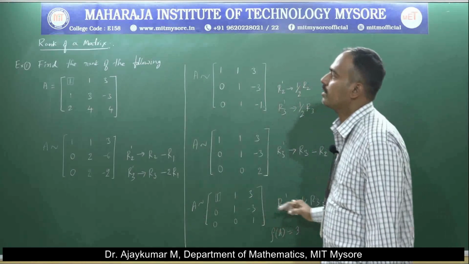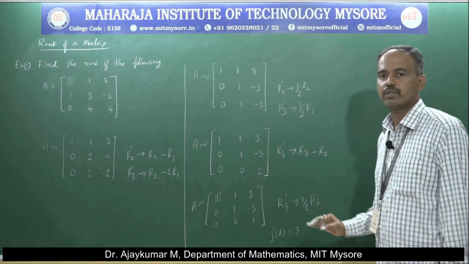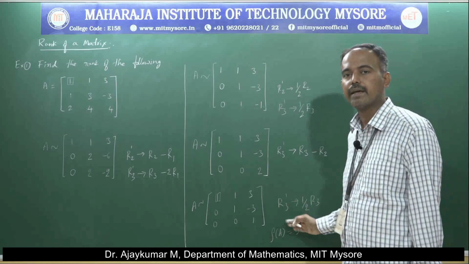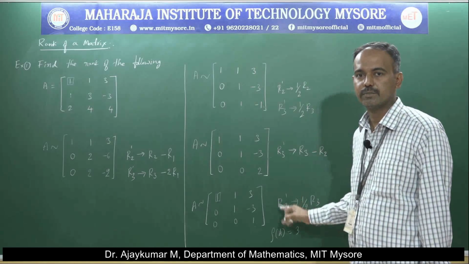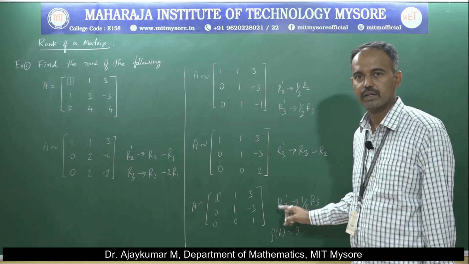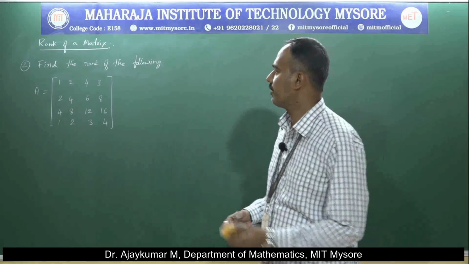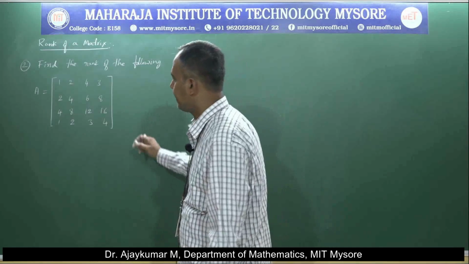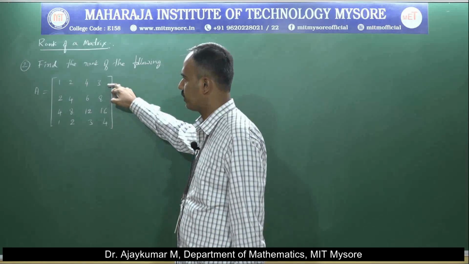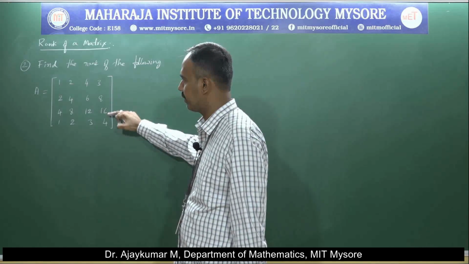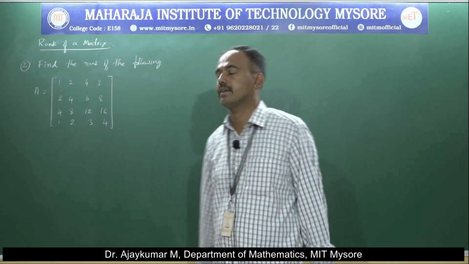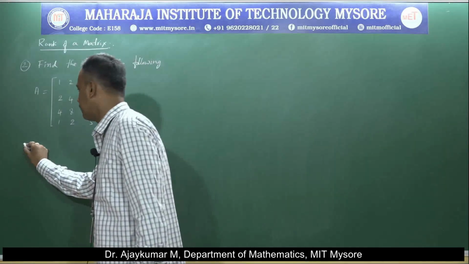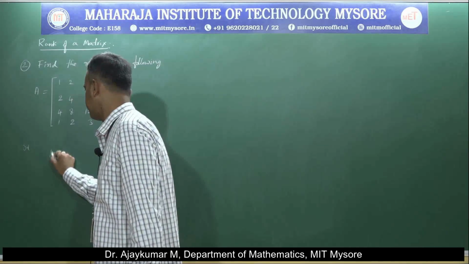Now find the rank of the following. We have to find the rank of the matrix by applying the row transformation. That will be the important thing here. Next example, the second one: find the rank of the following. The matrix A is given: the first row elements, the second row elements, the third row elements, and also the fourth row elements.